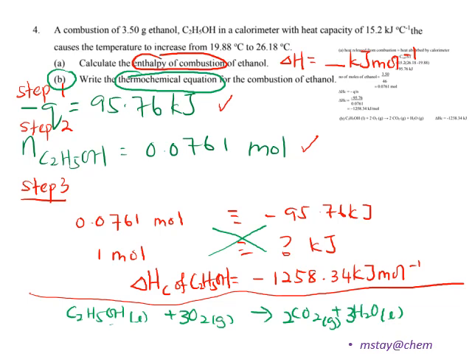But the question is looking for the thermochemical equation. So that means we have to add on the delta H, which we already calculated as negative 1258.34 kilojoule per mole.